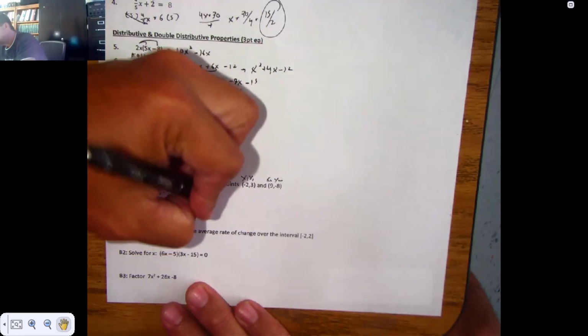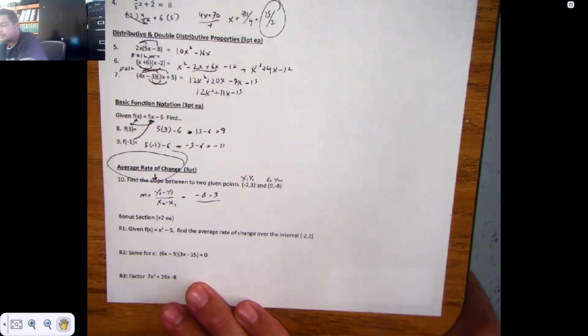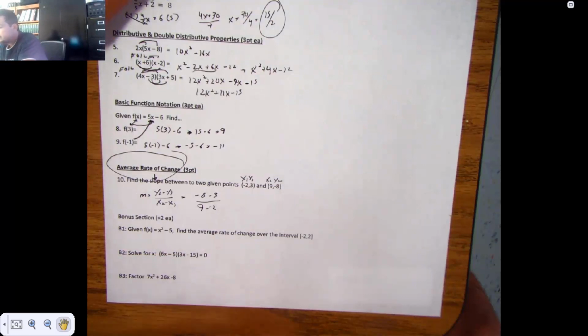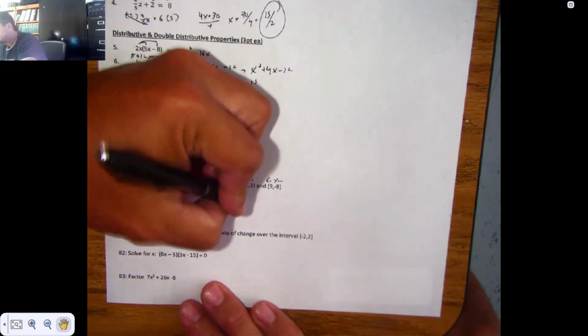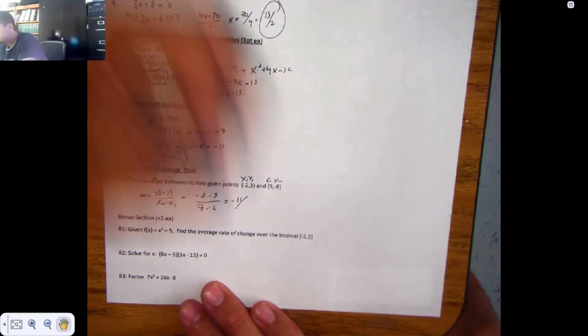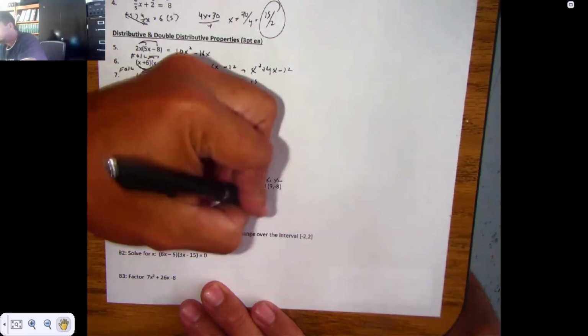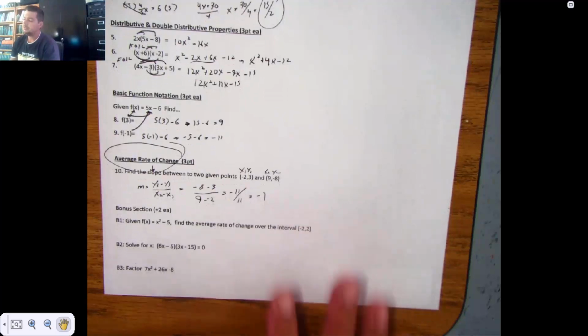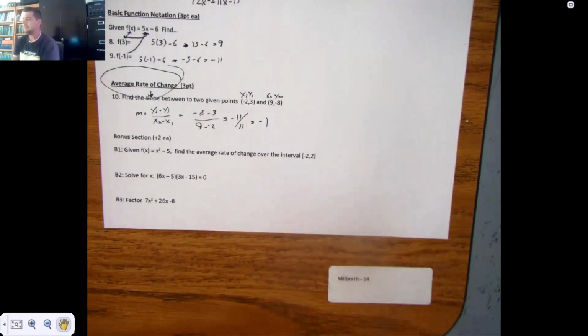Anyways, we have negative 8 minus 3 because we're doing y2 minus y1, over 9 minus a negative 2. Negative 8 take away 3 is negative 11. 9 minus negative 2 is positive 11. This ends up being negative 1. So we have an average rate of change of negative 1, which means as we move to the right, we fall 1 unit.